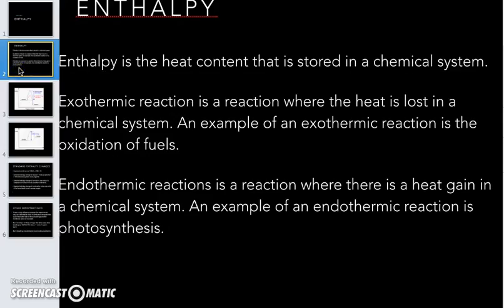Enthalpy is the heat content that is stored in a chemical system. An exothermic reaction is a reaction where there is heat loss in a chemical system. An example of an exothermic reaction is the oxidation of fuels and self-heating cans. An endothermic reaction is a reaction where there is a heat gain in a chemical system. An example of an endothermic reaction is photosynthesis and self-cooling beer cans.